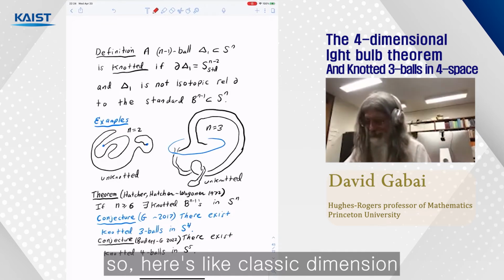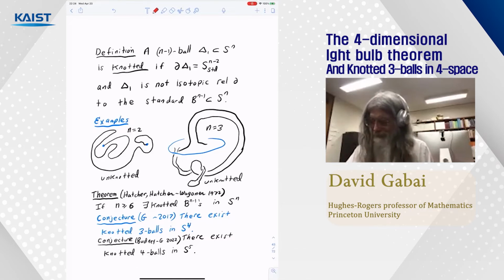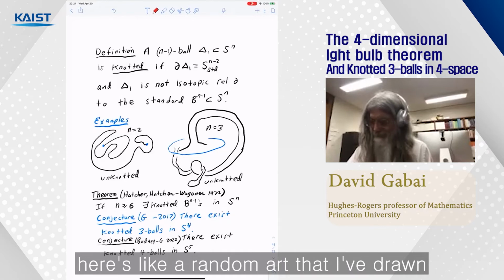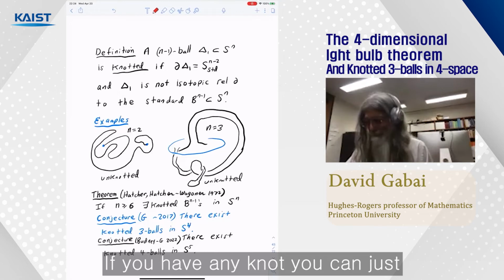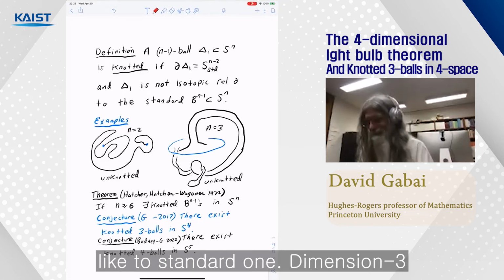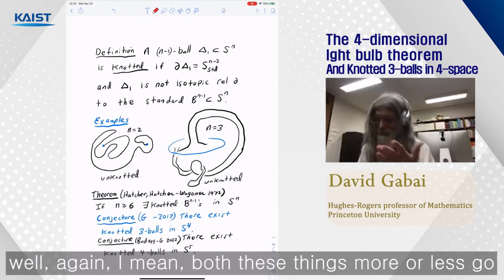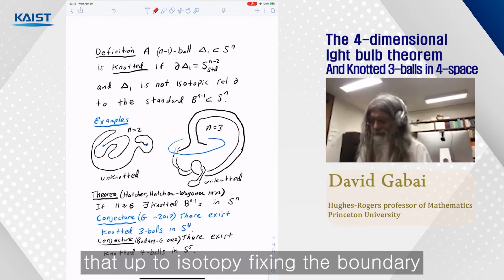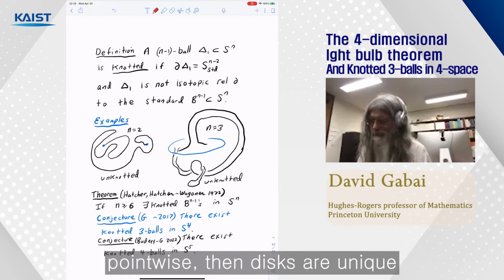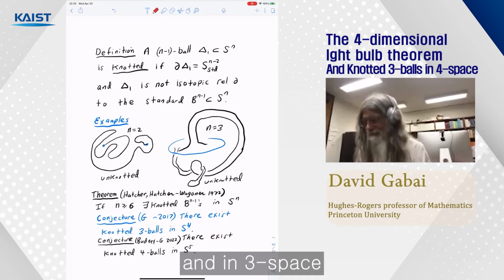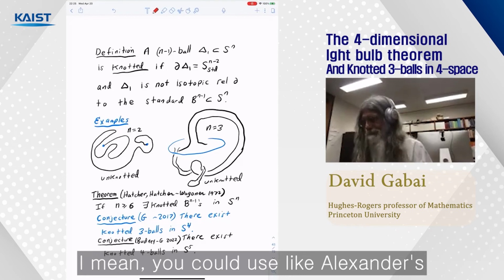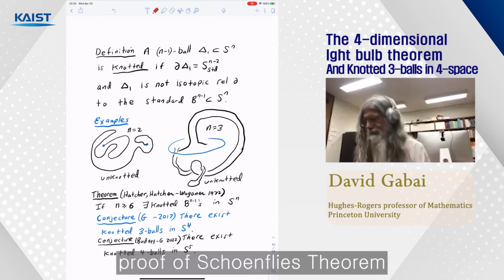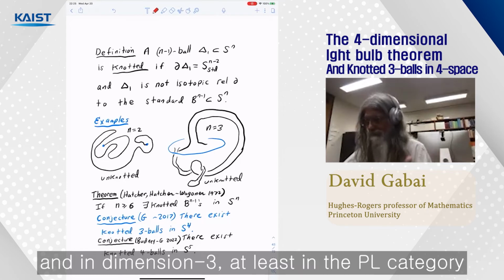So here's the classic dimension. If we're in n equals 2, here's a random arc that I've drawn, and if you have any knot, you can isotope it relative boundary to the standard one. In dimension 3, again, both these things more or less go back 100 years. Actually, I mentioned this theorem in dimension 3 that up to isotopy fixing the boundary pointwise, disks are unique in 3 space. You could use Alexander's proof of the Schoenflies theorem in dimension 3, at least in the PL category.